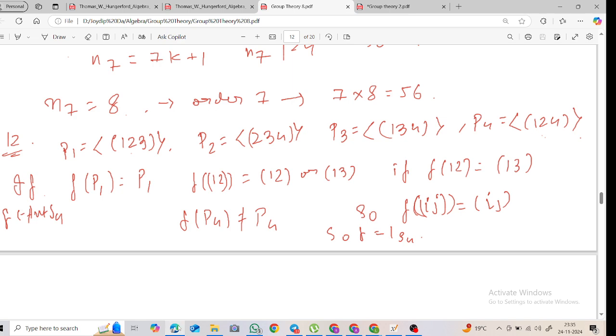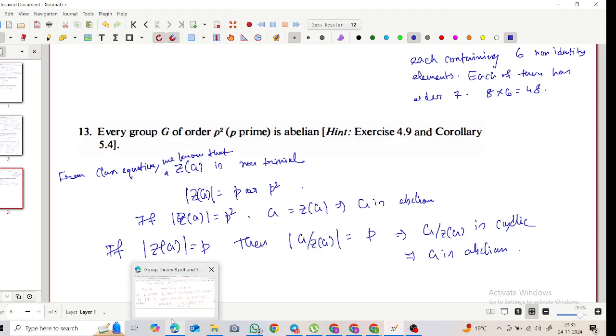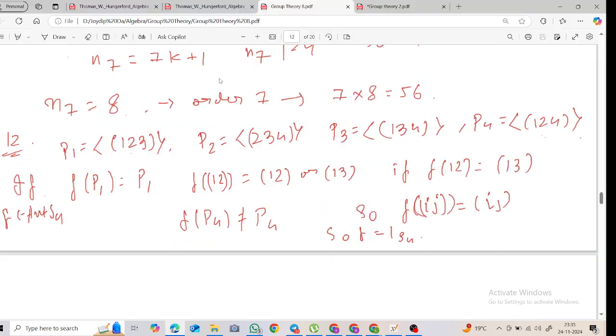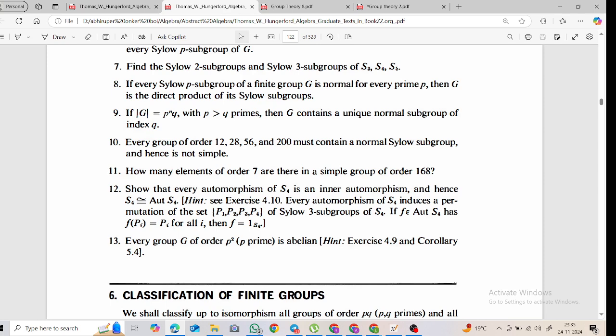Let's discuss 12. I will expect you to try this at home, but we will discuss this to some extent.